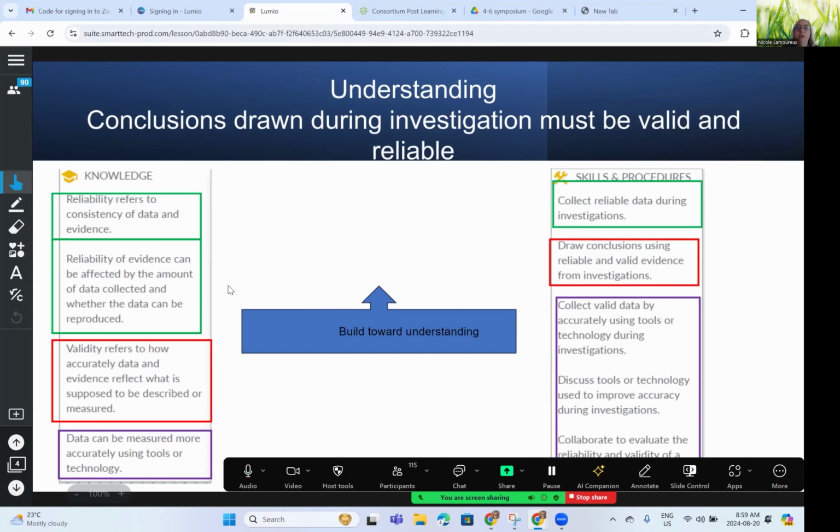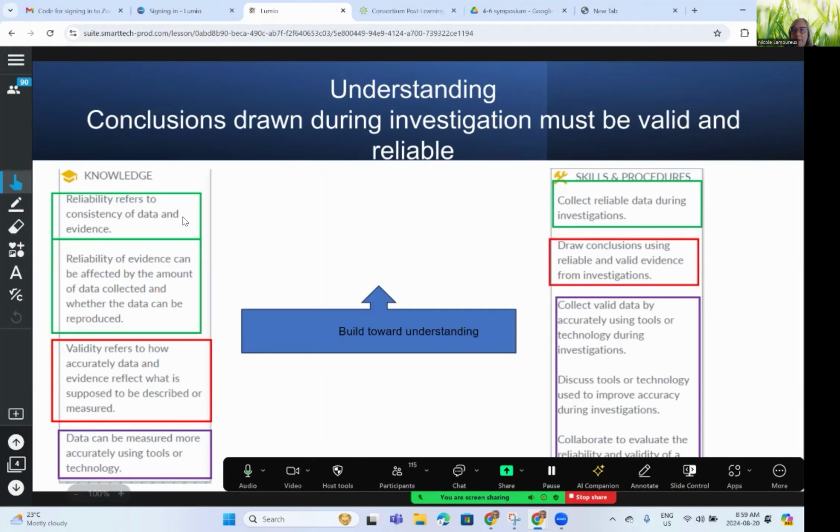And another understanding statement is students understand that conclusions drawn during an investigation must be valid and reliable. So this is all about that. If we start at the skills in green, it says collect reliable data during investigations. What is reliability? Well, the knowledge statement clarifies that.